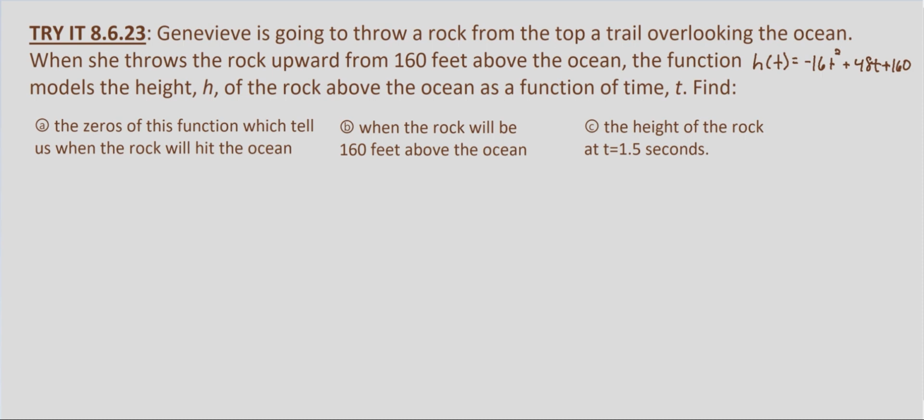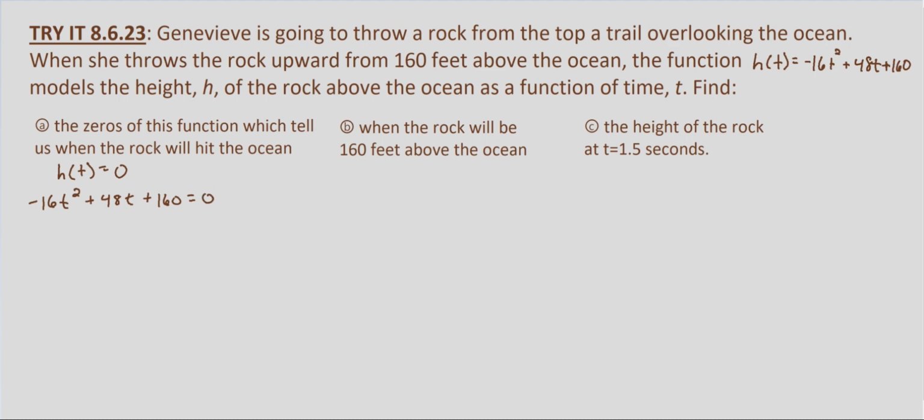So the first step of this is the zeros of the function, which will tell us when the rock will hit the ocean. So how do we find the zeros of a function? Well, we set h(t) equal to 0. So the zeros are when the function h(t) equals 0. So we just take our function, -16t² + 48t + 160. We set it equal to 0.